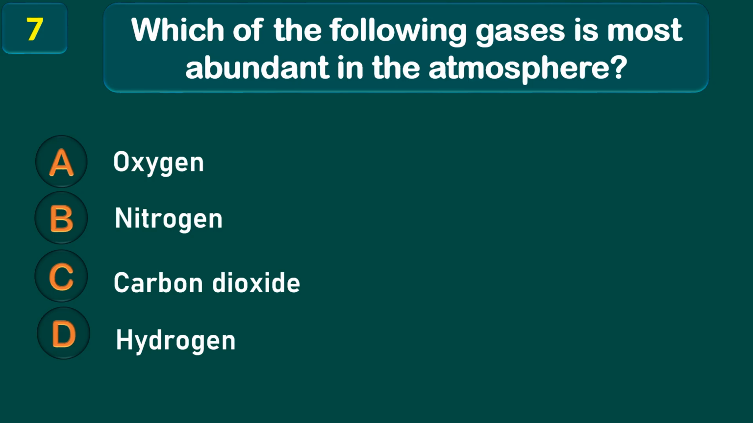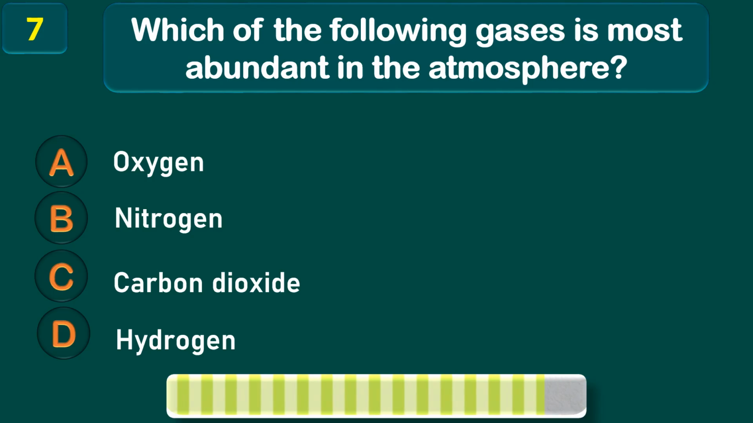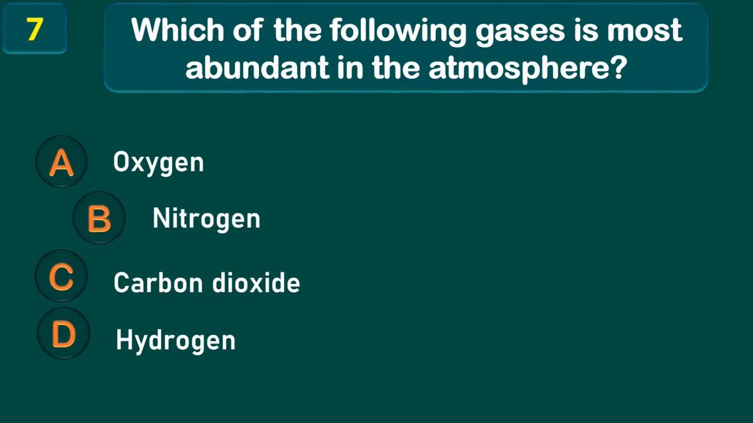Which of the following gases is most abundant in the atmosphere? A. Oxygen, B. Nitrogen, C. Carbon dioxide, D. Hydrogen. Answer: B. Nitrogen.